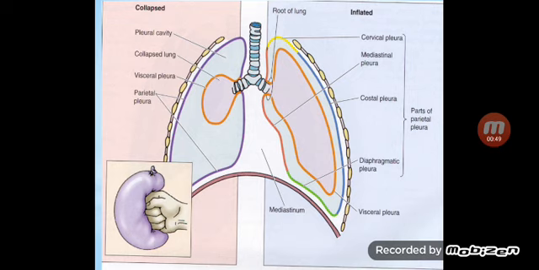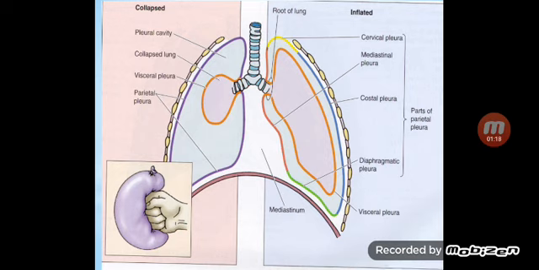The inner layer is named the visceral pleura. It is in direct contact with the lung tissue, which means that it is adherent to the lung tissue. It enters even into the lung fissures, and we will talk about lung fissures later in this lecture.